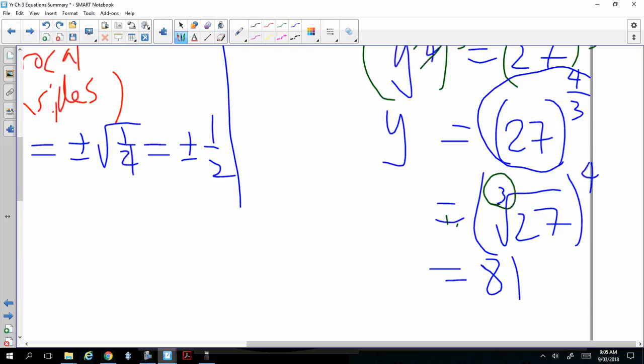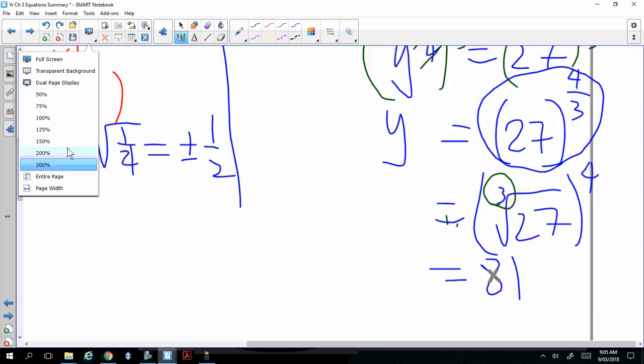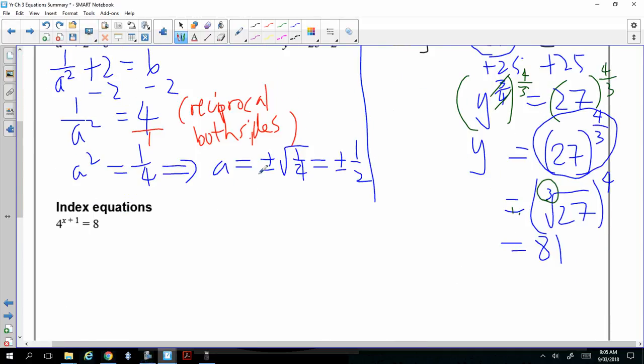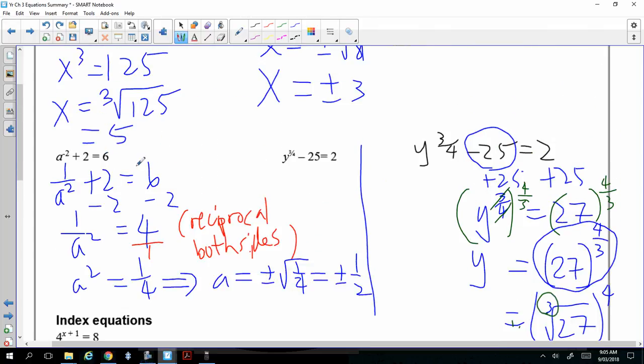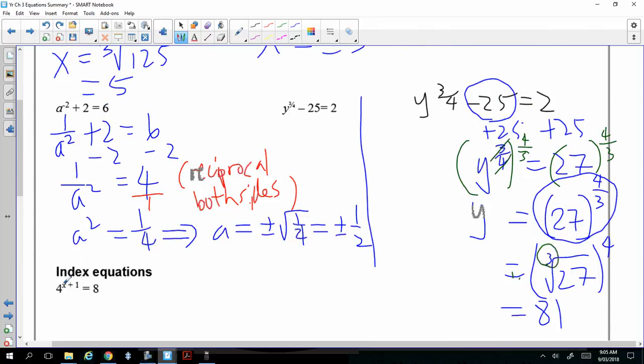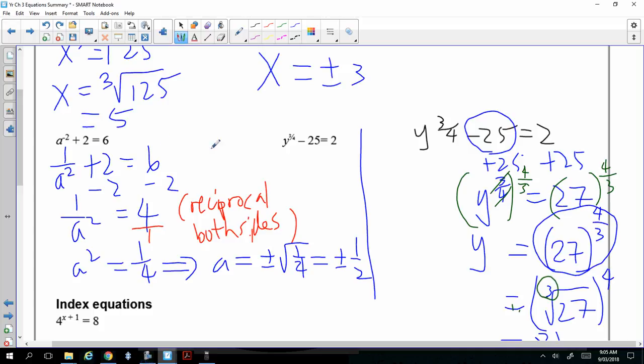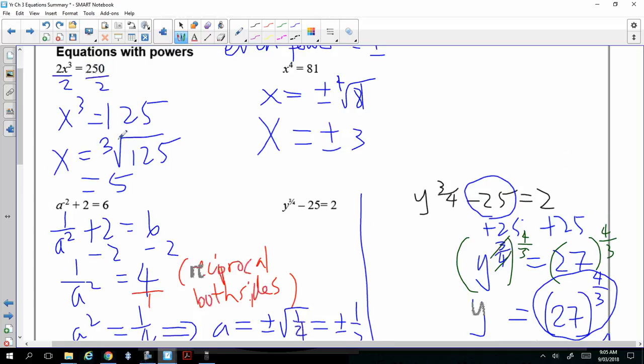Alright, any question? Alright, good. So these are equation powers. Note the difference between the other one where you have to find the index. We're not finding the index, we're finding the base. Y, A, right? These are finding X. So now we have to find the index. So what do I do to find the index?